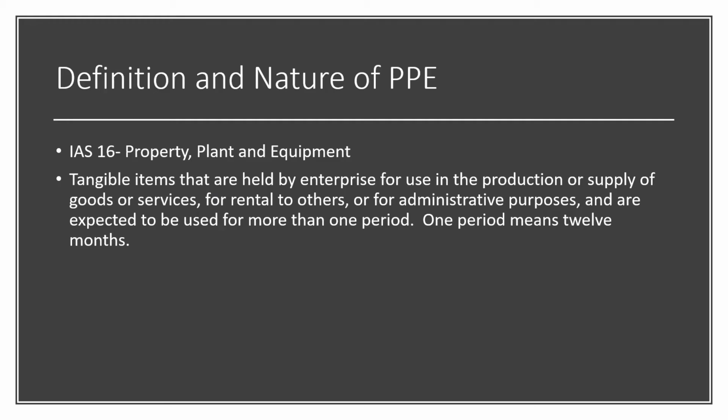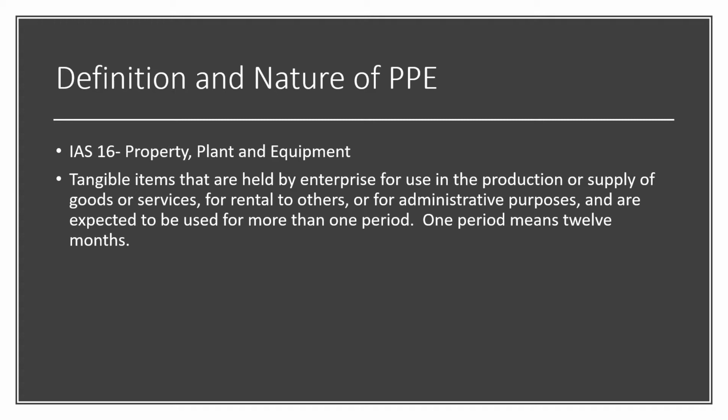The question is, what is property, plant, and equipment in accordance with IAS number 16? From the slide, property, plant, and equipment is part of IAS number 16. The title of IAS 16 is Accounting for Property, Plant, and Equipment. According to the standard, property, plant, and equipment are tangible items or assets that are held by an enterprise for use in the production or supply of goods or services, for rental to others, or for administrative purposes, and are expected to be used for more than one period.